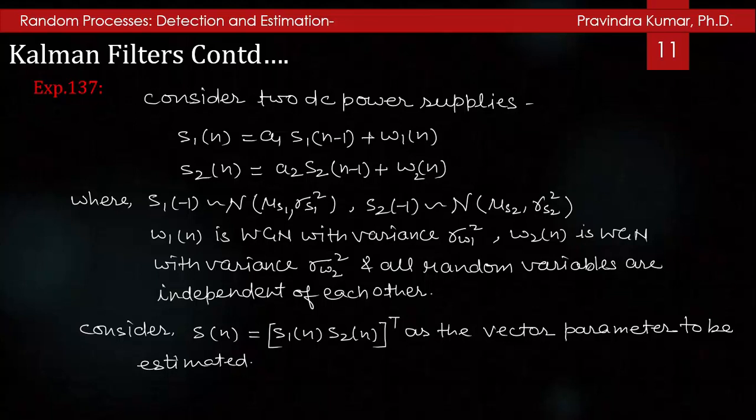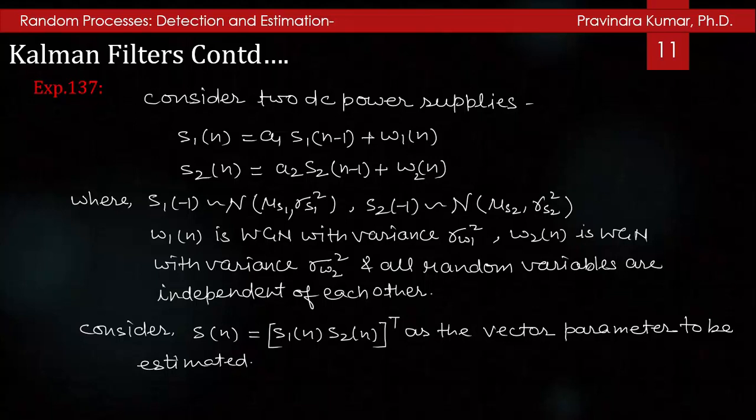Consider two power supplies: S1n is equal to A1 S1 n minus 1 plus omega 1 n, and S2n is equal to A2 S2 n minus 1 plus omega 2 n, where S1 minus 1 is a normal process with mean mu S1 and variance sigma S1 square, and S2 minus 1 is a normal process with mean mu S2 and variance sigma S2 square. Omega 1 is white Gaussian noise with variance sigma omega 1 square, and omega 2 is white Gaussian noise with variance sigma omega 2 square, and all the random variables are independent of each other.